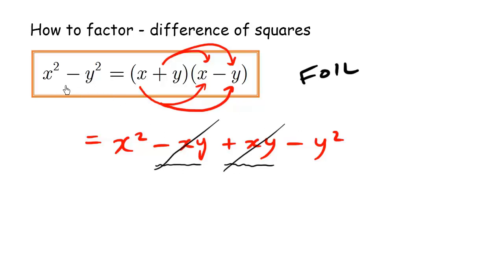So we end up with this here foiled out becomes x squared minus y squared, which makes this equal sign true. So it's not a far stretch to take for granted that x squared minus y squared equals (x plus y)(x minus y).